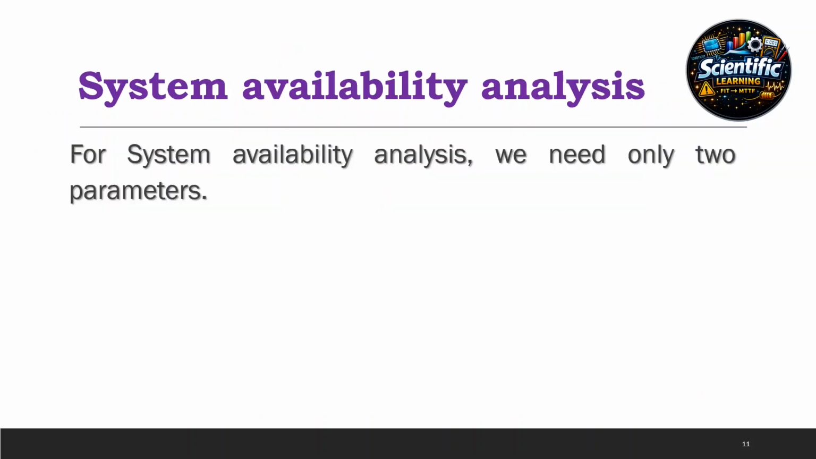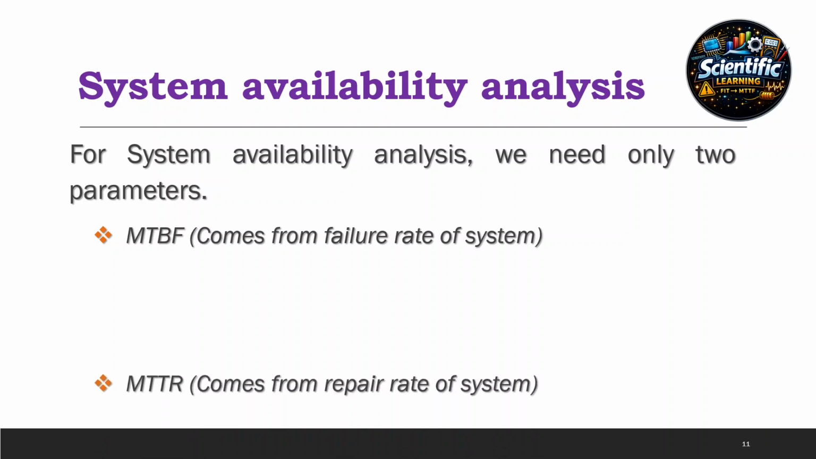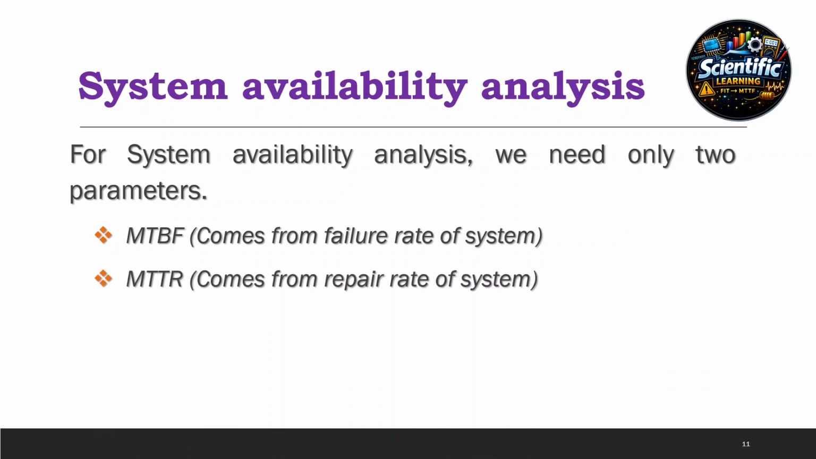Now let us look at system availability analysis approach. For this analysis, we need only 2 parameters. That is the mean time between failures of the system, which comes from the failure rate attribute of the system. And secondly, the mean time to repair, which comes from the repair rate of the system. Now I have made a video on what is MTBF, its basic idea, whose link I have given in the bio. You can watch it.